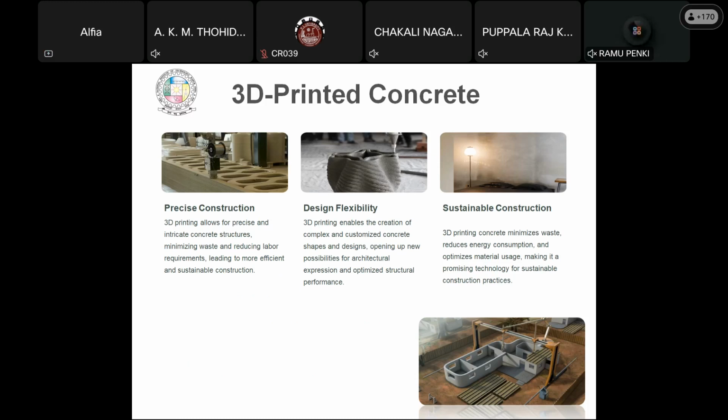So this technology also reduces the need for manual labor and formwork, which again saves a lot of time. This allows for greater design freedom, customization, and the potential for innovation in architectural design that optimizes structural performance and material use.